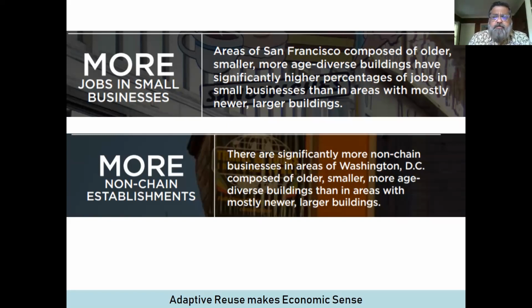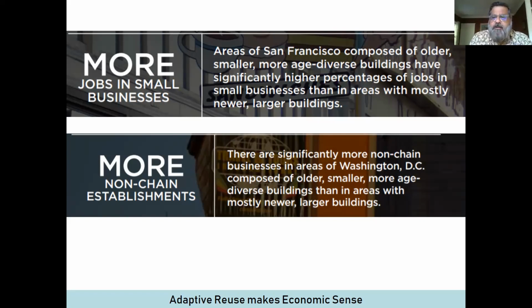But keep in mind, the economic benefits of adaptive reuse are scalable. What I show you here on the screen is from research that was done by the Preservation Green Lab in Seattle. It's an organization of the National Trust for Historic Preservation. They studied three cities, San Francisco, Seattle, and Washington, D.C., to understand how the older, smaller historic fabric contributes to the economy of the cities.